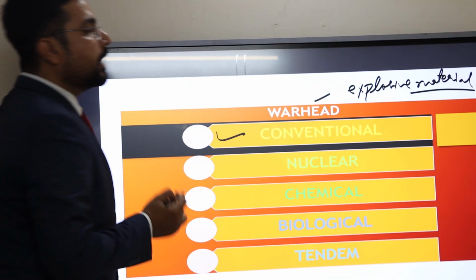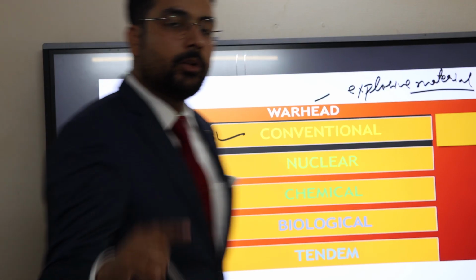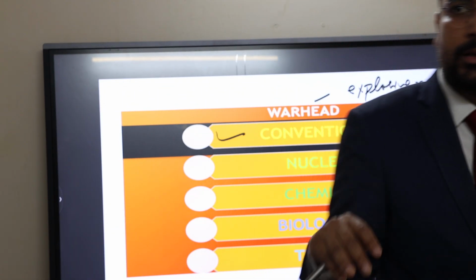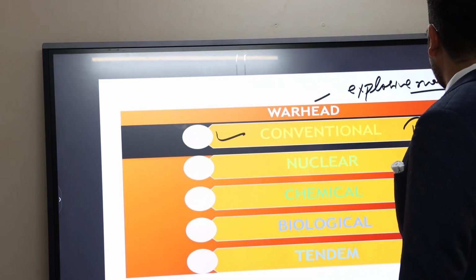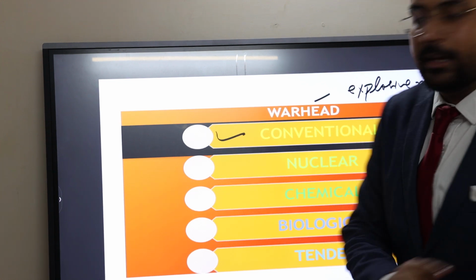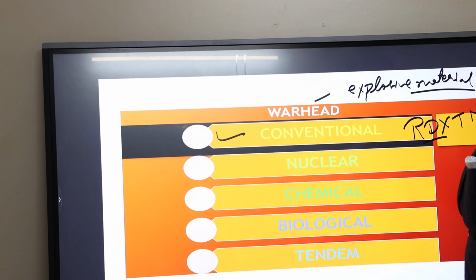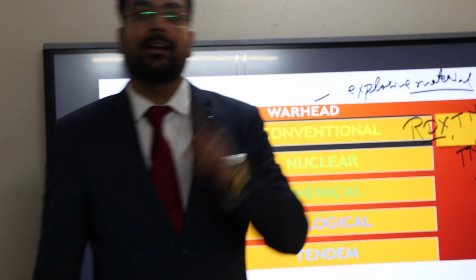Initially, when we talk about the evolution of such systems, there is a category called conventional warhead, and conventional warheads were those utilized by most of the countries during the First World War or Second World War. For example, you must have heard about RDX, which stands for Research and Development Explosive. TNT, Trinitrotoluene, and Nitroglycerin are some examples of conventional warheads utilized by conventional missiles in the earlier phases of missiles.